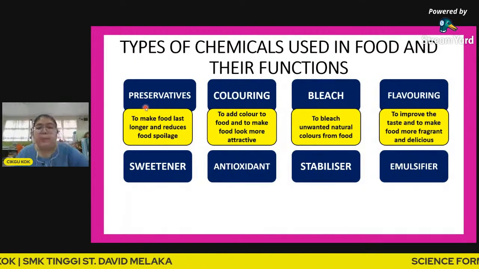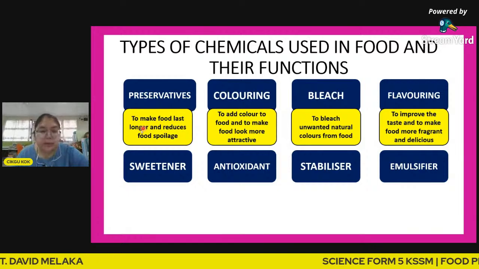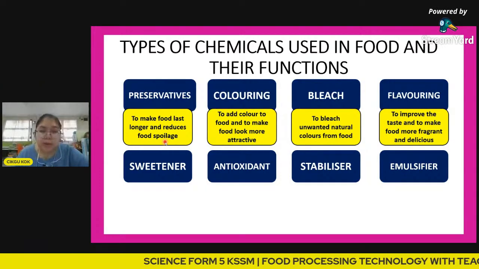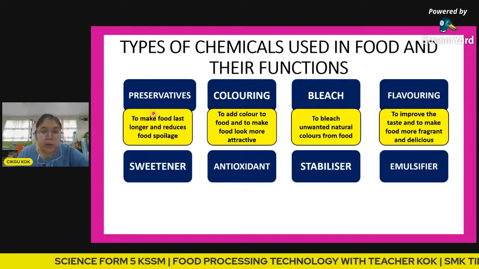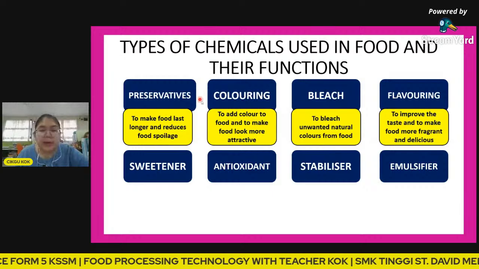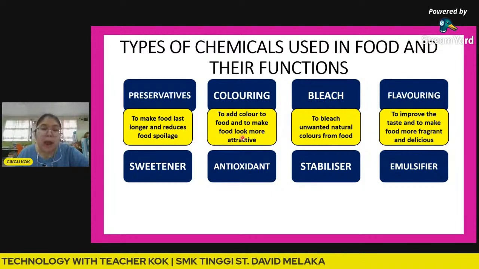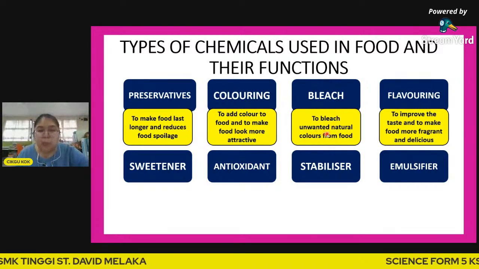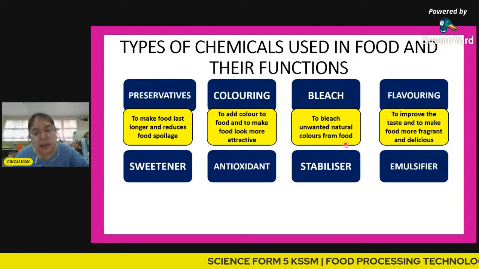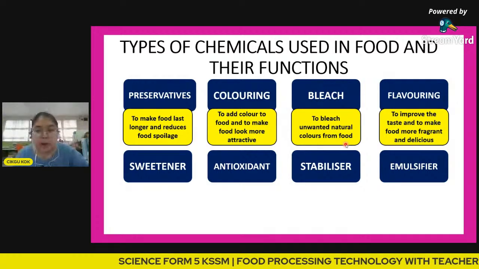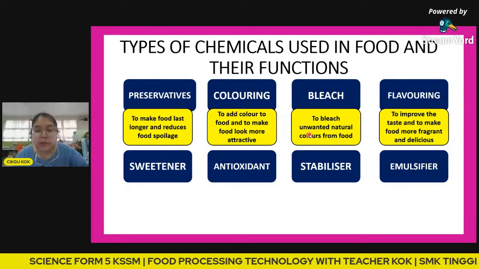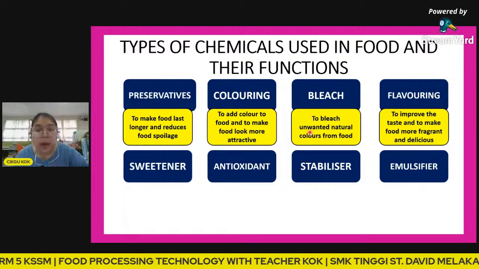So for example, we're going to see the chemicals. First one, preservative, to make the food last longer and reduce food spoilage. Prevent the food from spoiling, so that's why they put preservatives. Coloring, to add color to the food and make the food look more attractive. Number 3 is bleach, to bleach unwanted natural color from the food. So this one you can refer to your textbook, which will show some examples. Normally it's sugar, they make the sugar whiter.